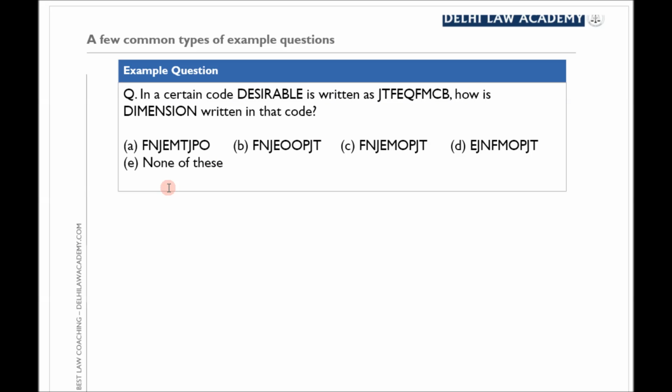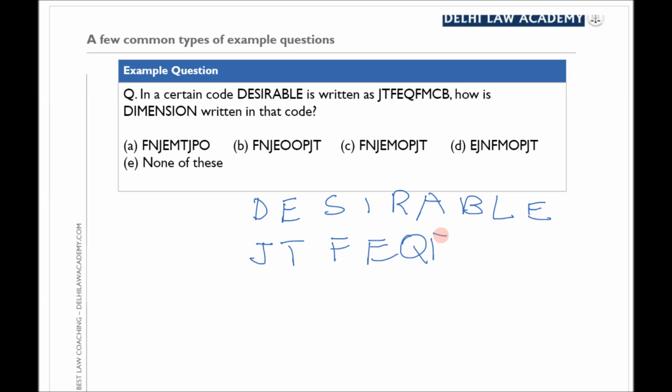Alright, now we'll look at a few common types of example questions, and the first type is the type that we just saw. It says desirable is written as JTFEQFMCB, and how is dimension going to be written in that code? The first step is to just write down what we're given. So desirable, and we write the code for it below it: JTFEQFMCB. Now, how do you solve these?